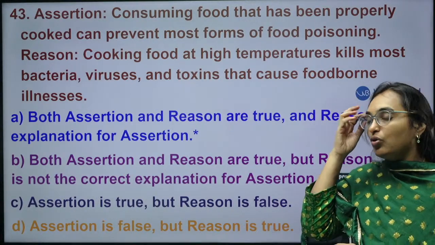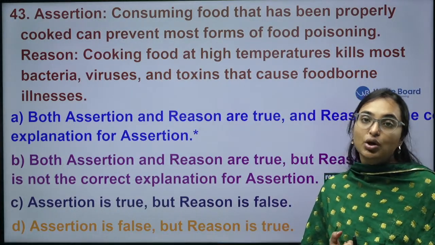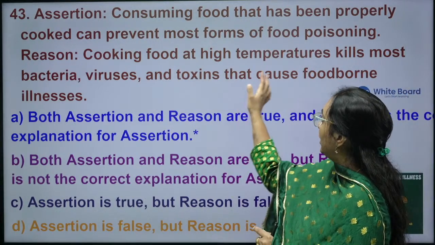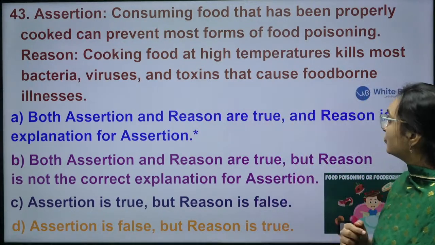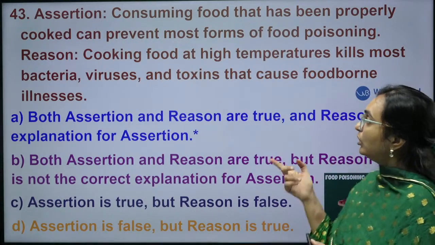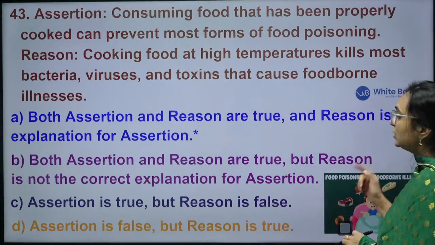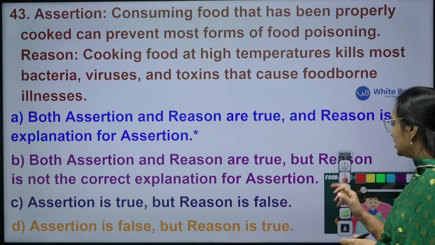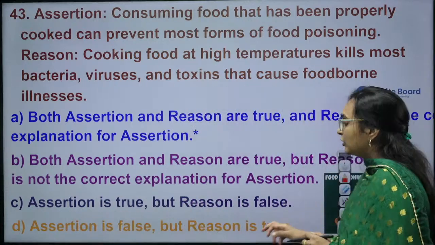And cleaning and washing, okay, not maintaining proper hygienic conditions also leads to food poisoning. Now let us see what the reason is that is discussed here. Cooking food at high temperatures kills most bacteria, viruses and toxins that cause foodborne illness. That's why consuming food that has been properly cooked prevents this food poisoning. So A is correct and R is the correct explanation for the assertion. So food poisoning, one of the reasons is not cooking properly. So if we cook properly, then it can be avoided.